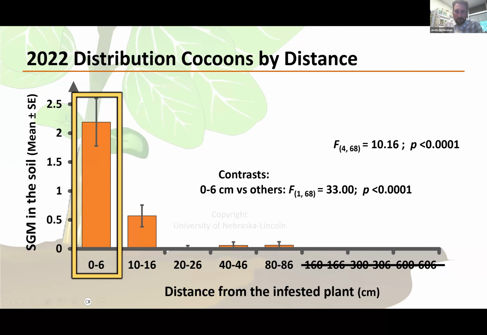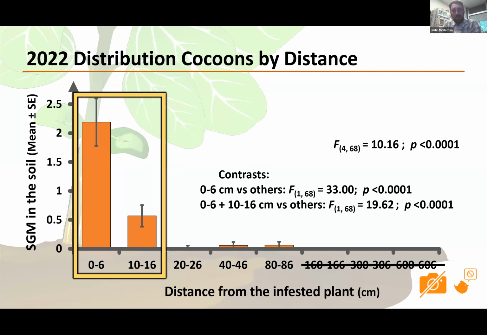Yeah, so when we look at the 0 to 6 centimeter comparison, definitely significant relative to all other samples that were taken. So the majority of the abundance occurred within that space. If you take those first 2 spaces, that encompasses a good deal of the data. It's really about 95% of everything was found within the first 16 centimeters of that plant.